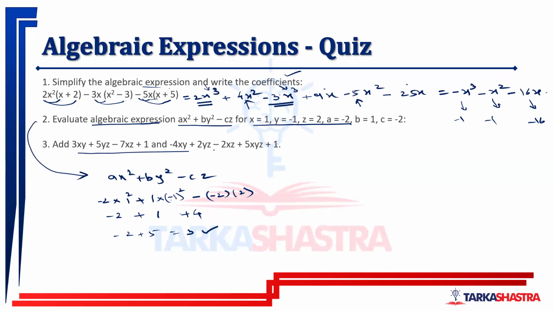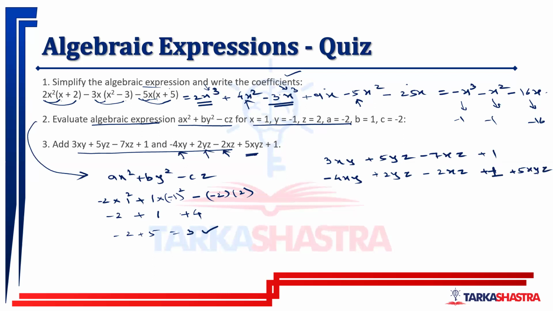Now we have to add these. Simple. So we have 3xy plus 5yz minus 7xz plus 1. Then we have minus 4xy, then plus 2yz, then minus 2xz, plus 5xyz plus 1. So what we have? Plus 1 and then plus 5xyz.